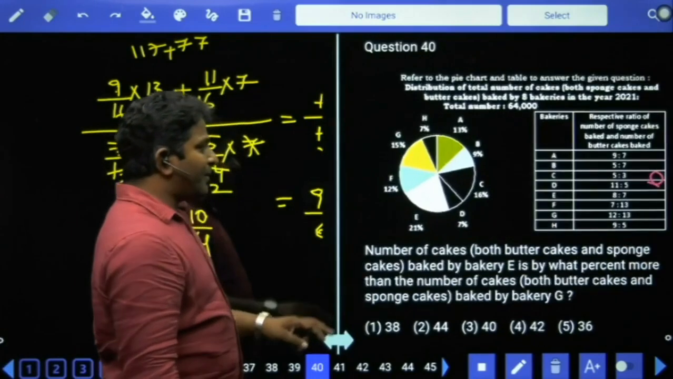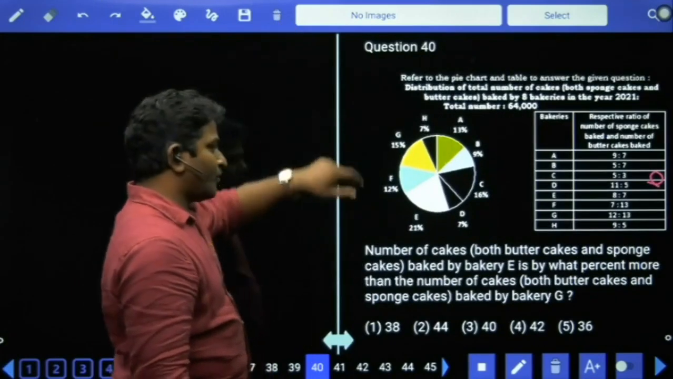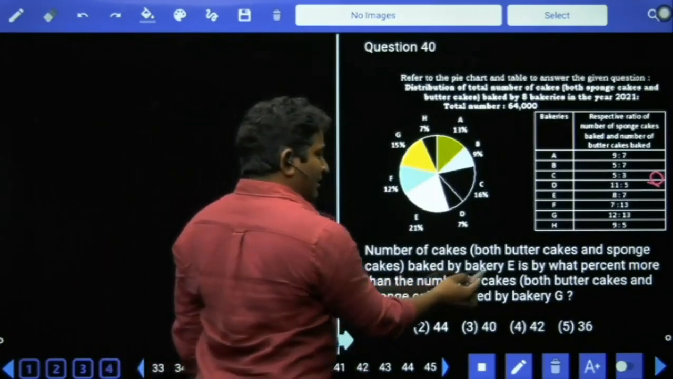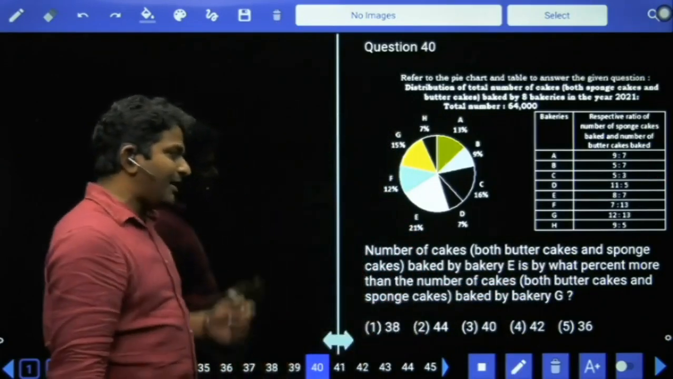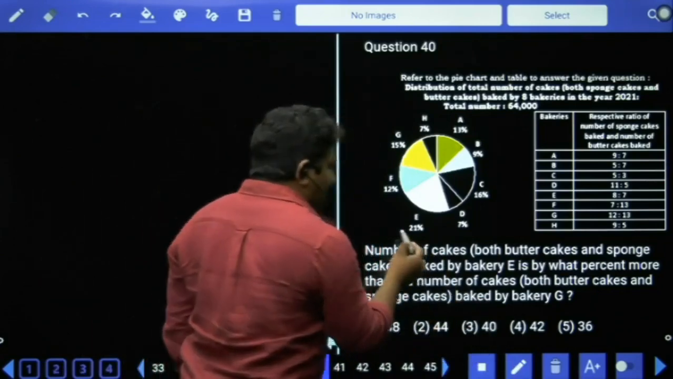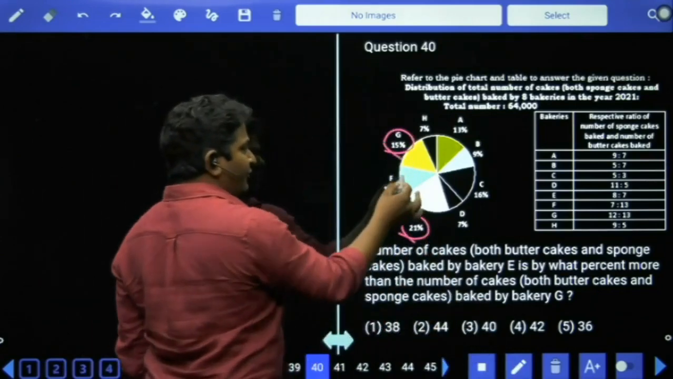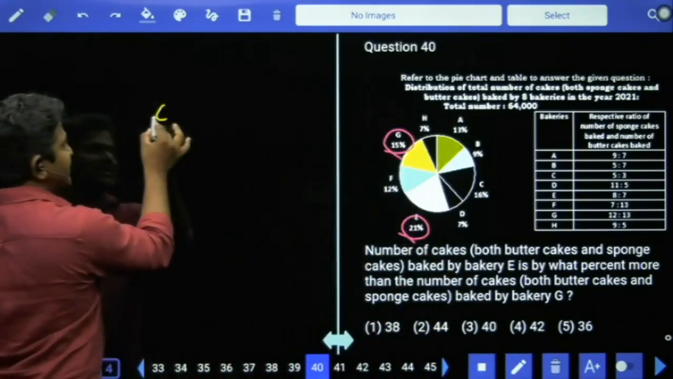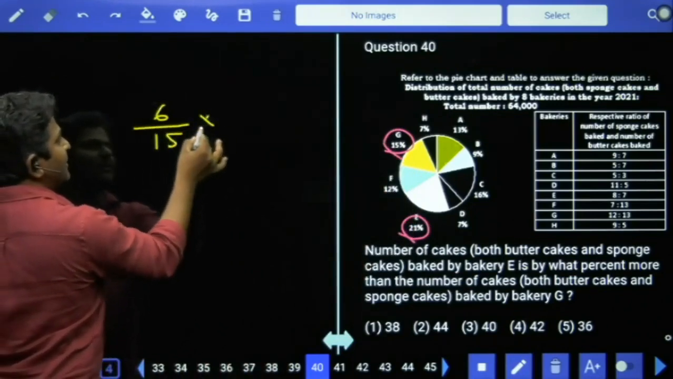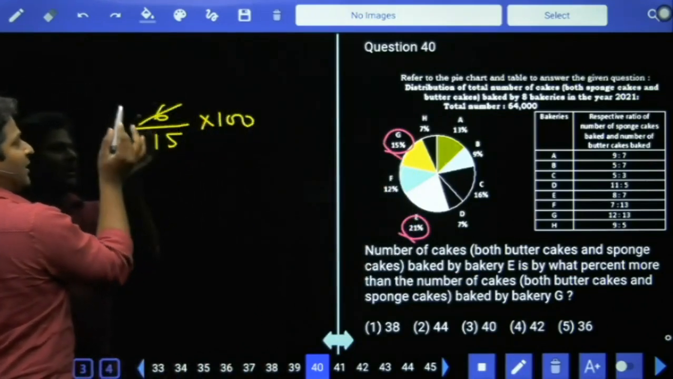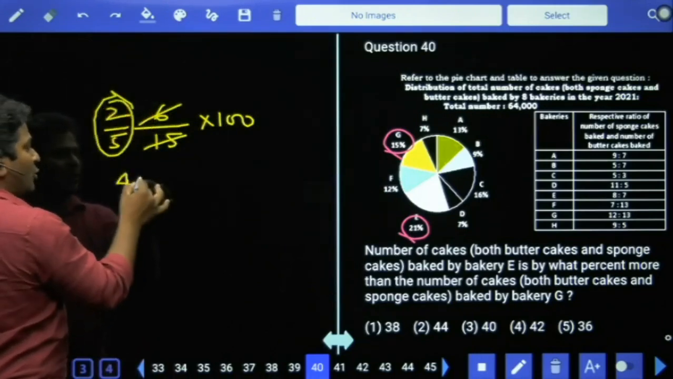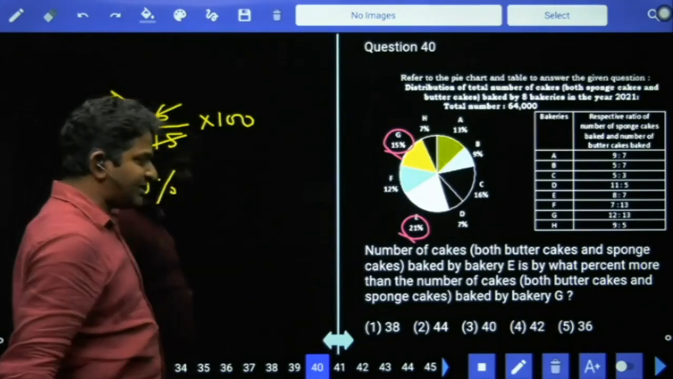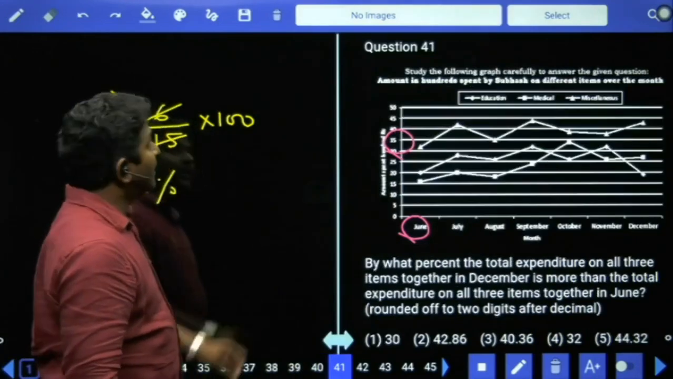Next, the number of cakes baked by bakery E is by what percentage more than the number of cakes baked by bakery G? E 21, G 15. 21 is 6 more out of 15% into 100. 3 2 times, 3 5 times. 2 by 5. 2 by 5 in the sense 40% is our answer, third option.